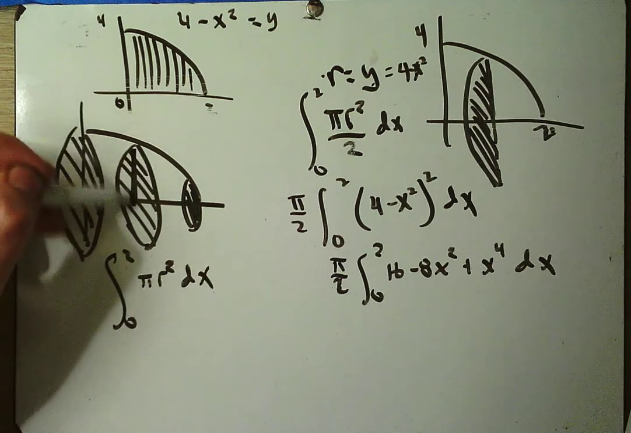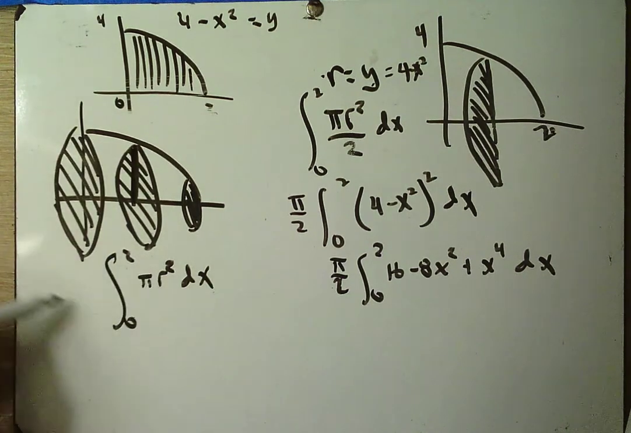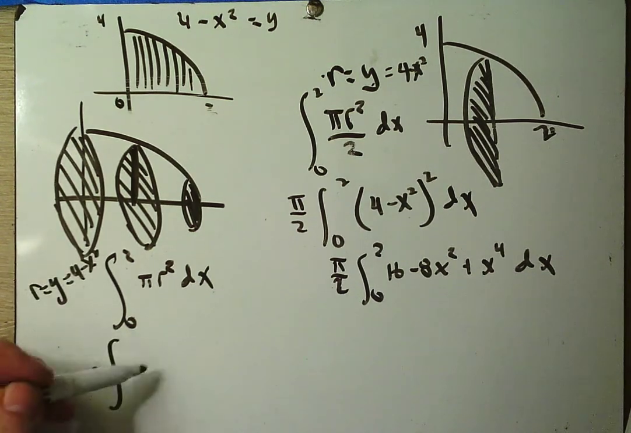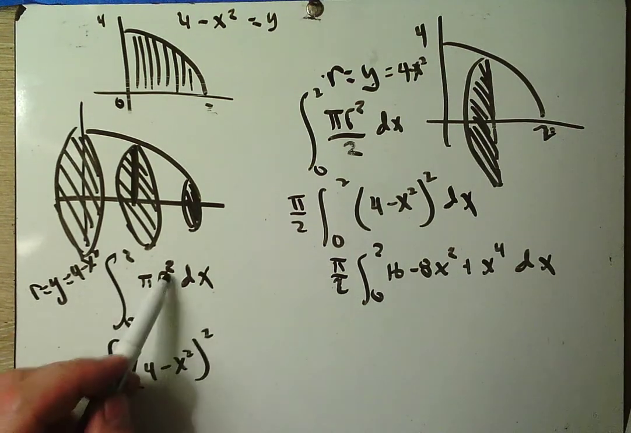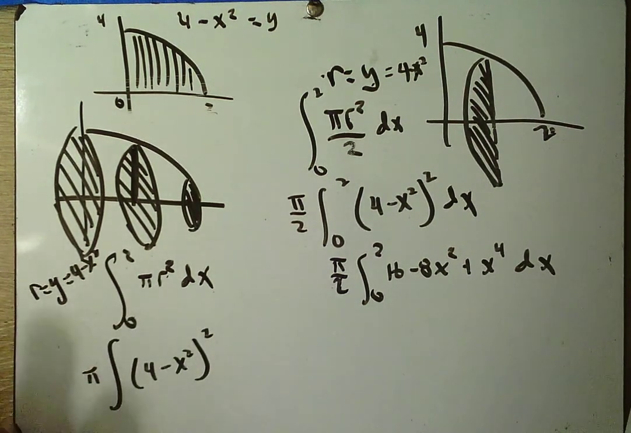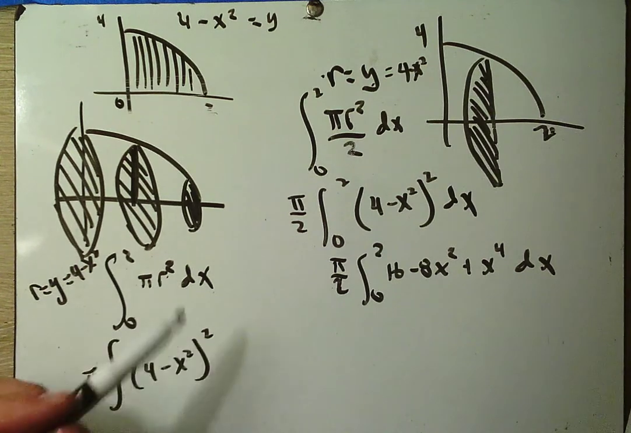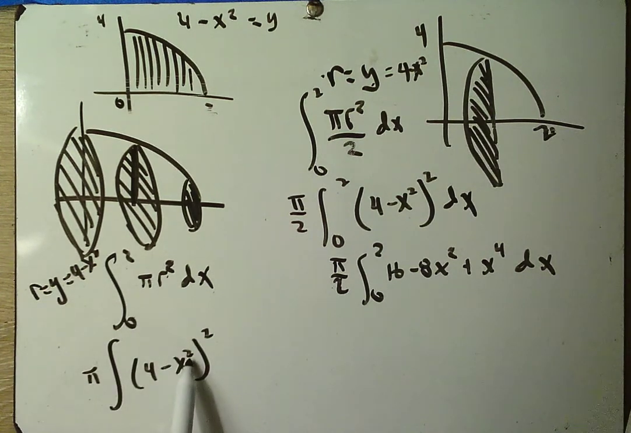And our radius here is our y value. R equals y equals 4 minus x squared. And so we get pi times (4 minus x squared) squared, because the radius is squared. I can't tell you how many people forget that squaring, especially if there's a squaring there. They say, oh, I'm all done, and they're not all done. So watch out for that, from 0 to 2.